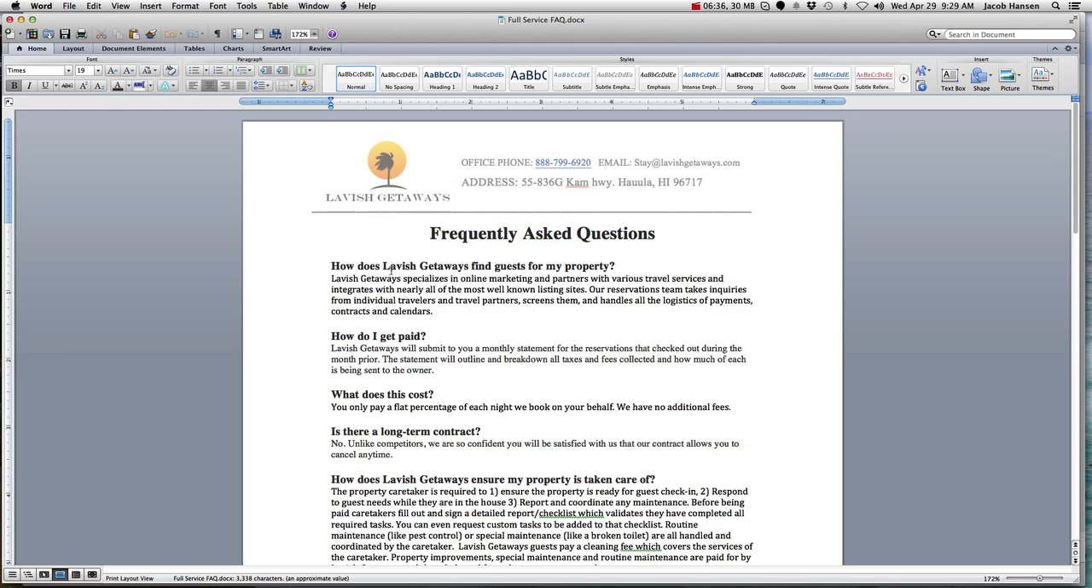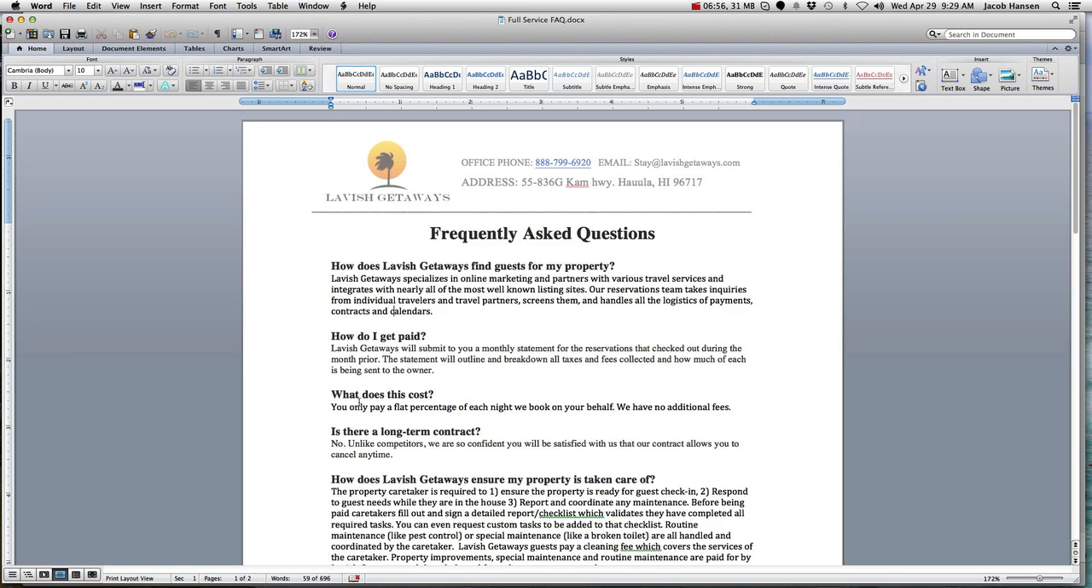So they want to know how do you guys find guests for the property? Essentially, we have various online marketing avenues, travel partners, listing services, all sorts of stuff, and our teams take inquiries, and then we book those inquiries in the property.